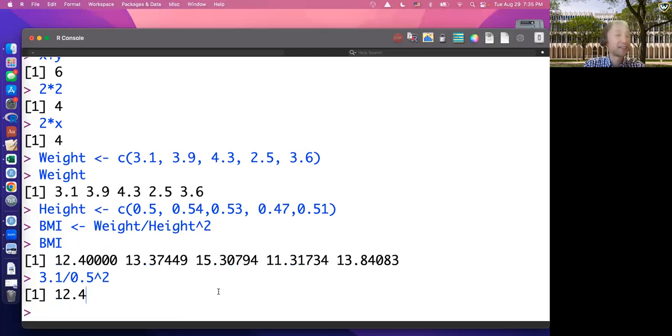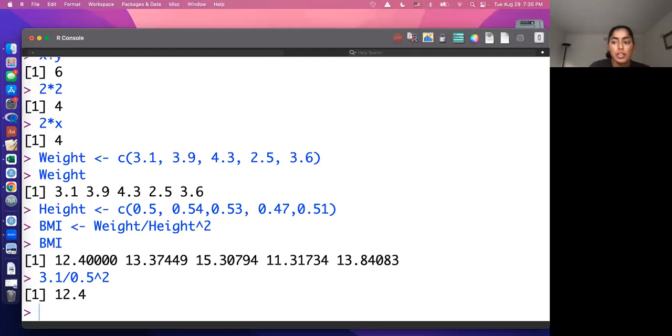And obviously, this is useful in statistics. So we have data with 100 observations. Maybe we can import the data set from some Excel file or CSV file. Then we want to calculate BMI for all babies. Then you can just type this, and you can automatically calculate BMI for all observations.